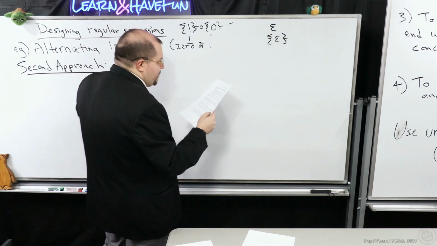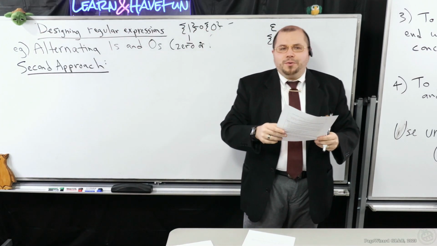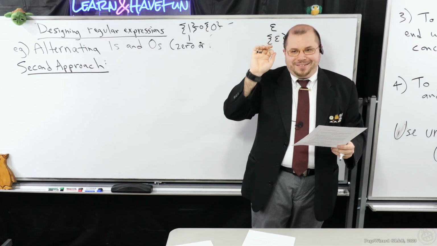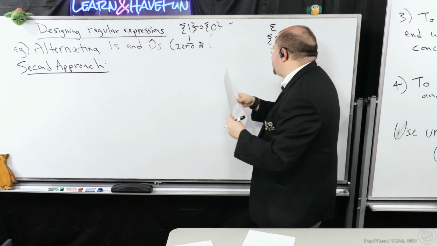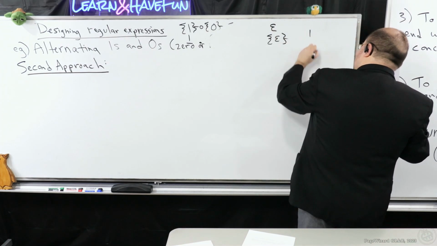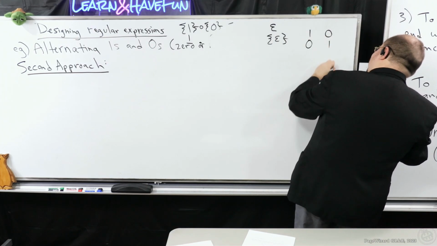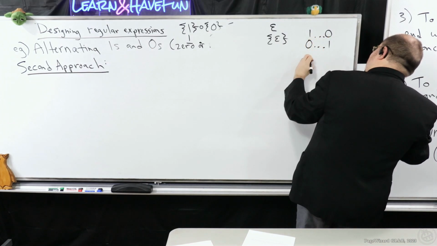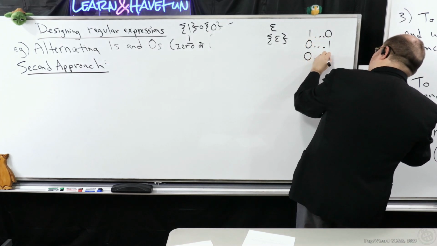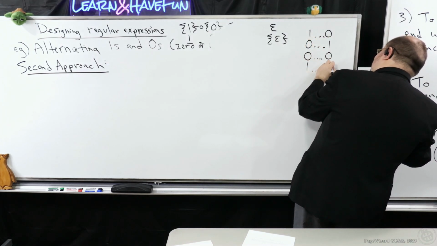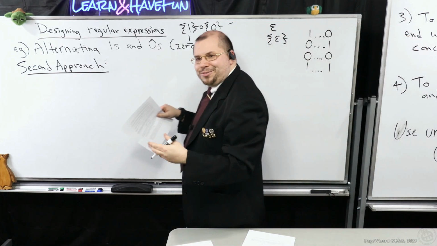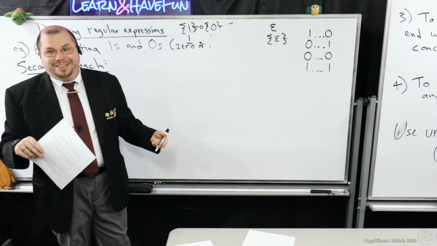So check this out. Do you remember we had 4 cases, right? We had the 4 cases. It starts with a 1, ends with a 0. We also had it where it starts with a 0, ends with a 1. We also had it where it starts with a 0, ends with a 0. And we also had it where it starts with a 1, ends with a 1, right? Those were our 4 cases we had previously.